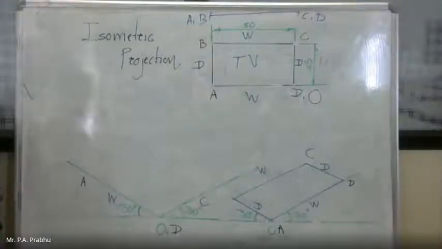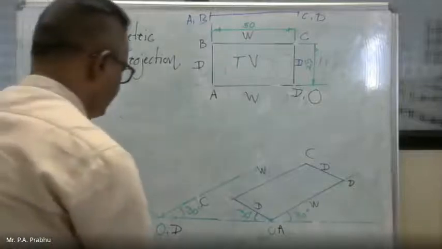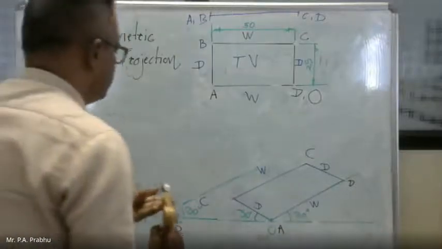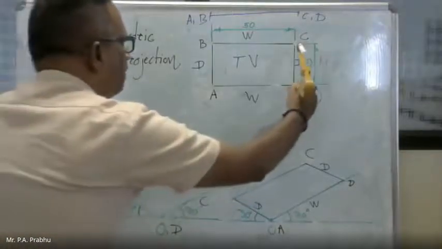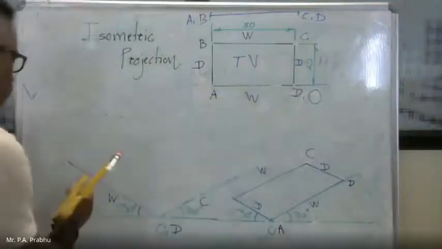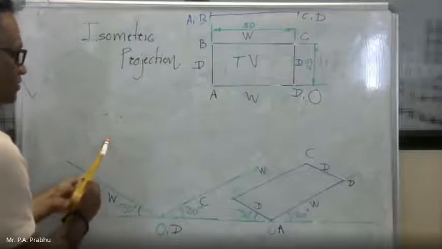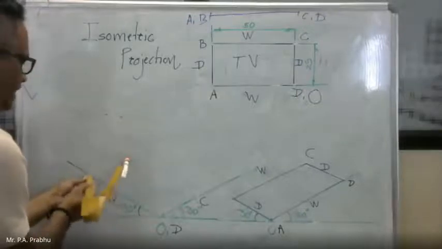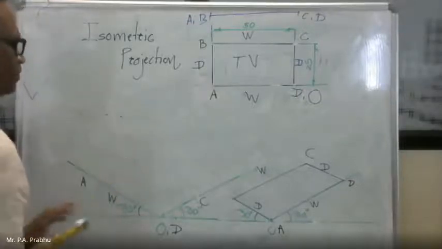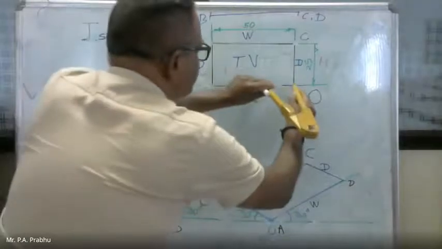So only B point is remaining. Now to point A, mark the distance 25 mm, inclined at 30 degree. Then take this 50 mm.